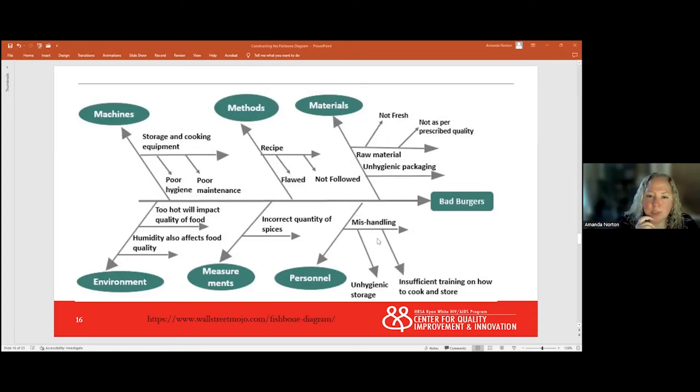So Teresa, not to put you on the spot again, but does looking at an example that has nothing to do with healthcare help us dive into what you might put under these categories a little bit better, or are there still questions that exist for you? I see the category, but I wouldn't say bad burgers and then think, oh, maybe it's because our machine is not storing and cooking the things correctly. Does that make sense? So what would you jump to if you had bad burgers?